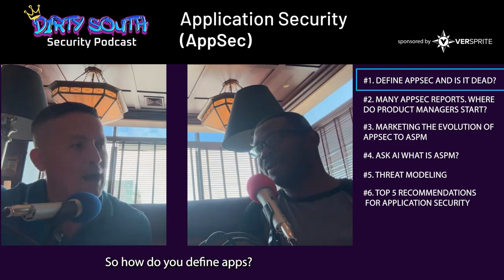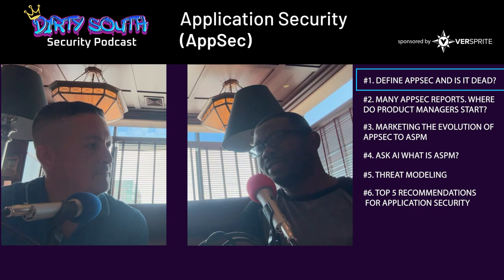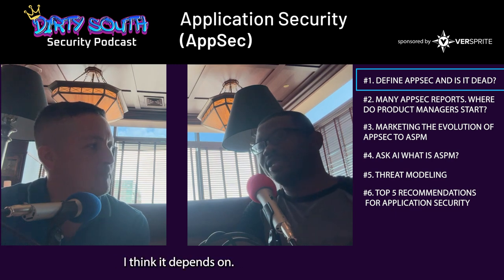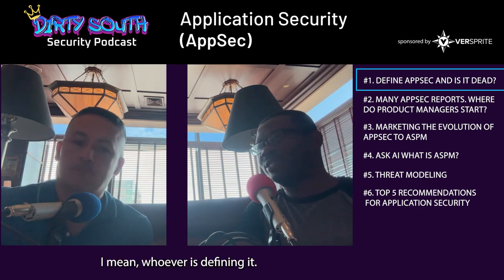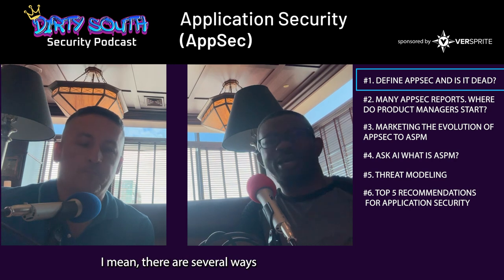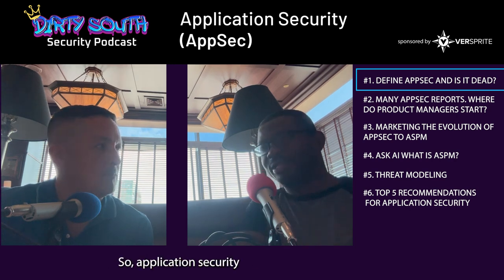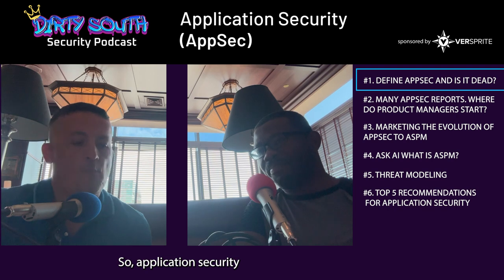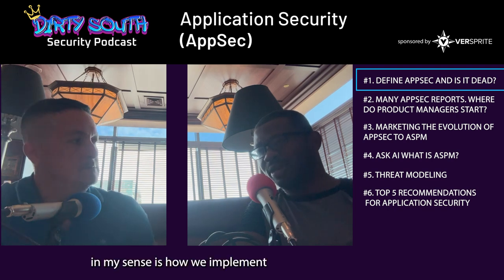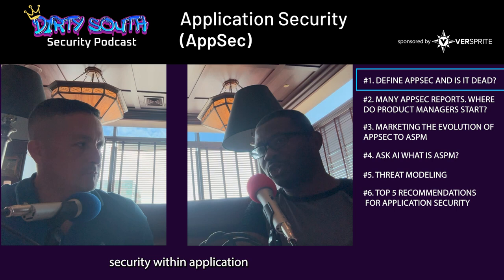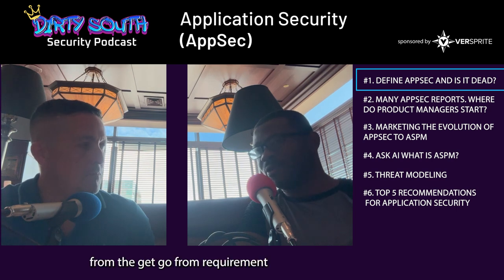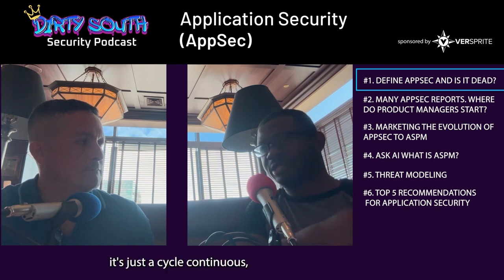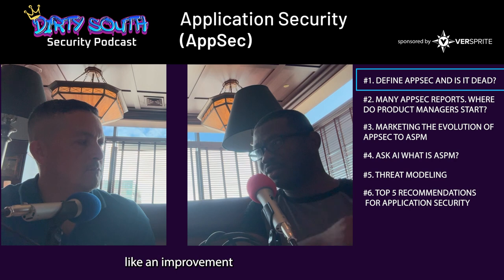Well, first off, how do you define AppSec? That is the definition of it. I think it depends on whoever is defining it. There are several ways that we define these things. So, application security, in my sense, is how we implement security within application development from the get-go, from requirement all the way through to production, and then even after. It's just a cycle, continuous improvement of the application security posture.